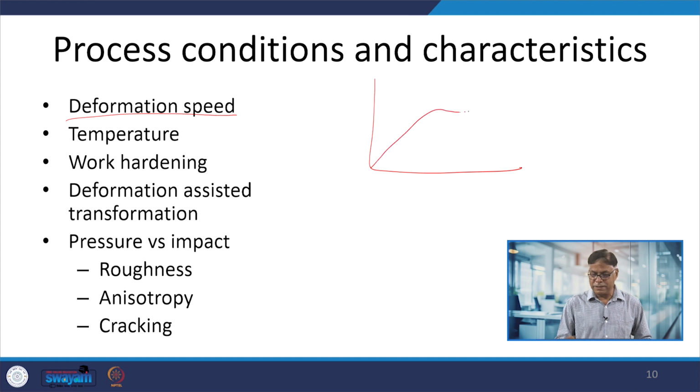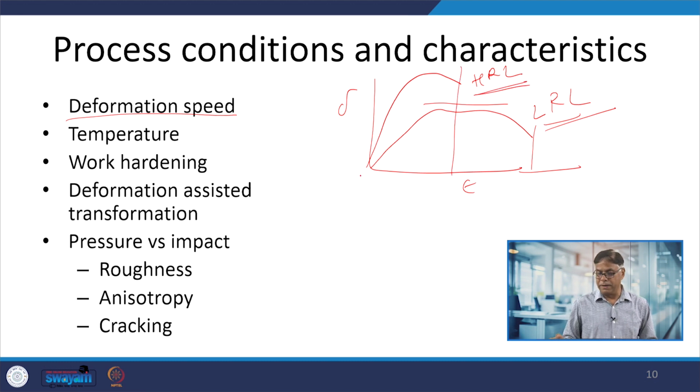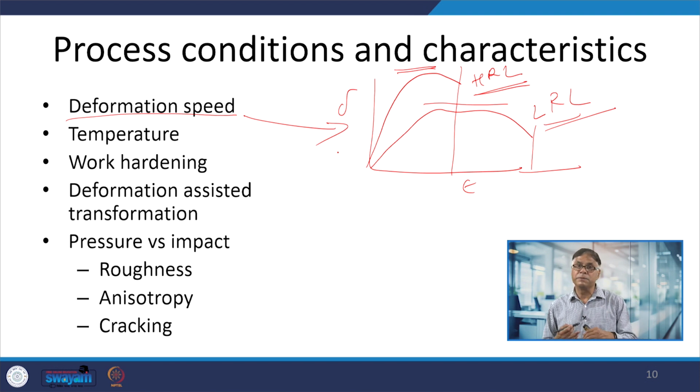If two metals are subjected to deformation at different rates, say a low rate of loading or a high rate of loading, then we get a trend of this kind. Low rate of loading gives lesser ultimate strength but greater elongation. On the other hand, high rate of loading allows lesser elongation prior to fracture but higher load. So, the speed at which the load is applied, the speed at which the metal is subjected to deformation, affects the material behavior and material properties.